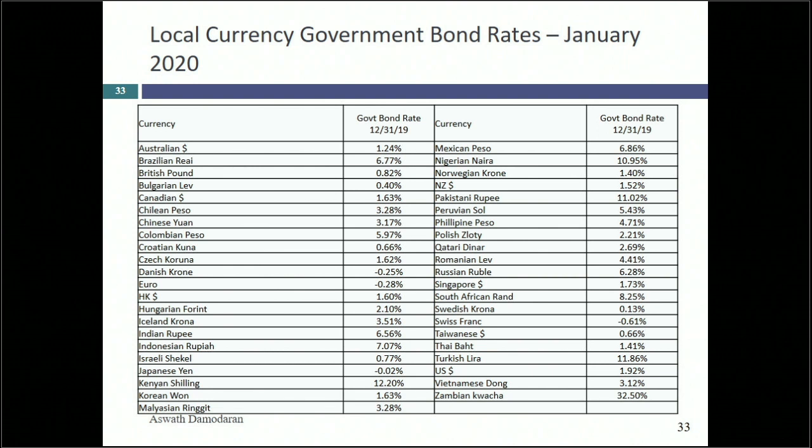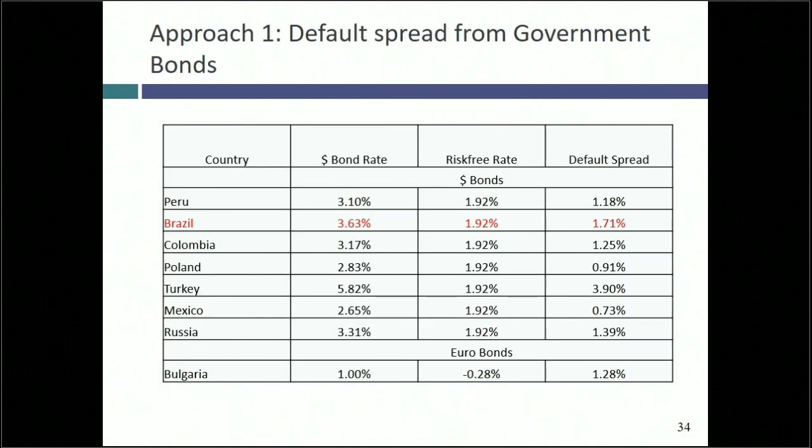So what's my job here? I want to go from this government bond rate to a risk-free rate. So let's take the first approach. I've taken just a subset of countries which have either dollar bonds or euro bonds. So there are 7 countries, Peru, Brazil, Colombia, Poland. They have all dollar bond rates. The UST bond rate on that day was 1.92%.